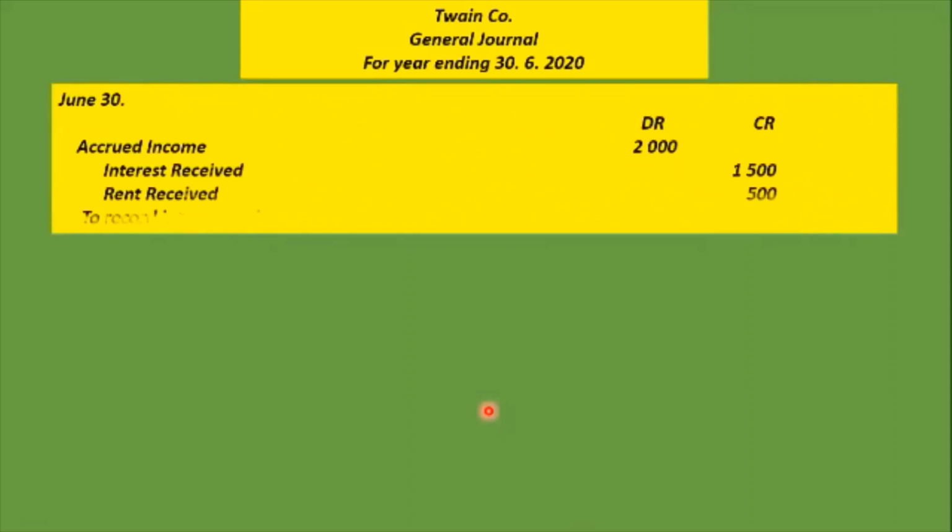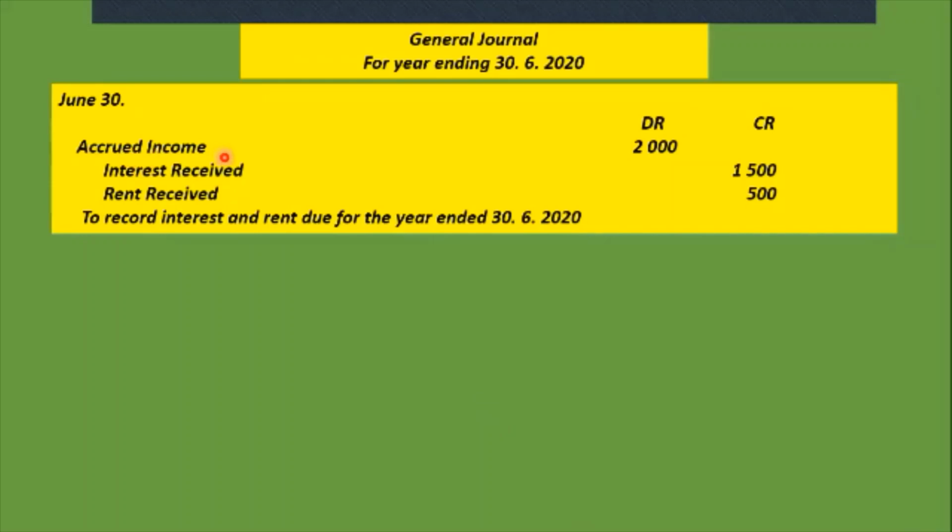And the next item is the accrued income, which is the opposite of the accrued expenses. So we'll debit it this time, accrued income, and we can add the two together again. Notice the accounts here is interest received, not receivable. Interest receivable, right, is an asset, right? Interest received is an income. Okay, rent received, same thing.